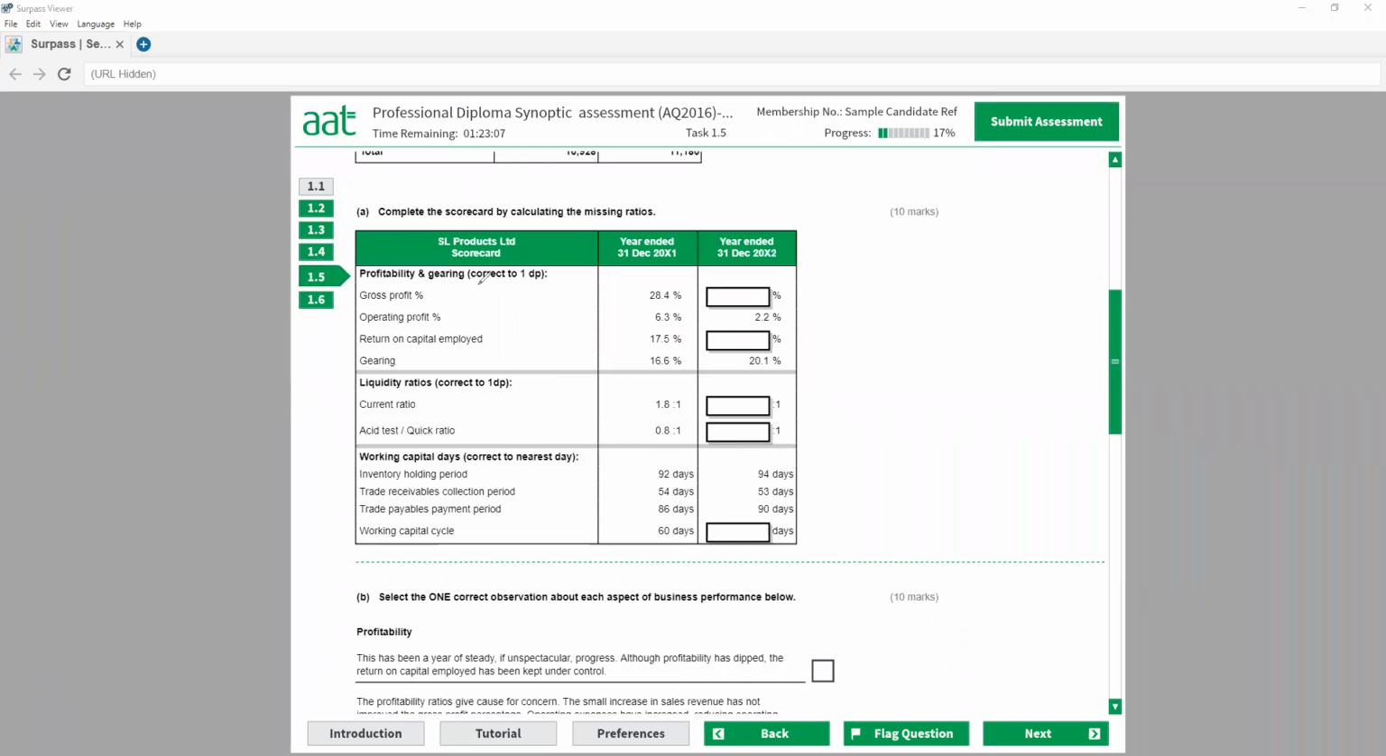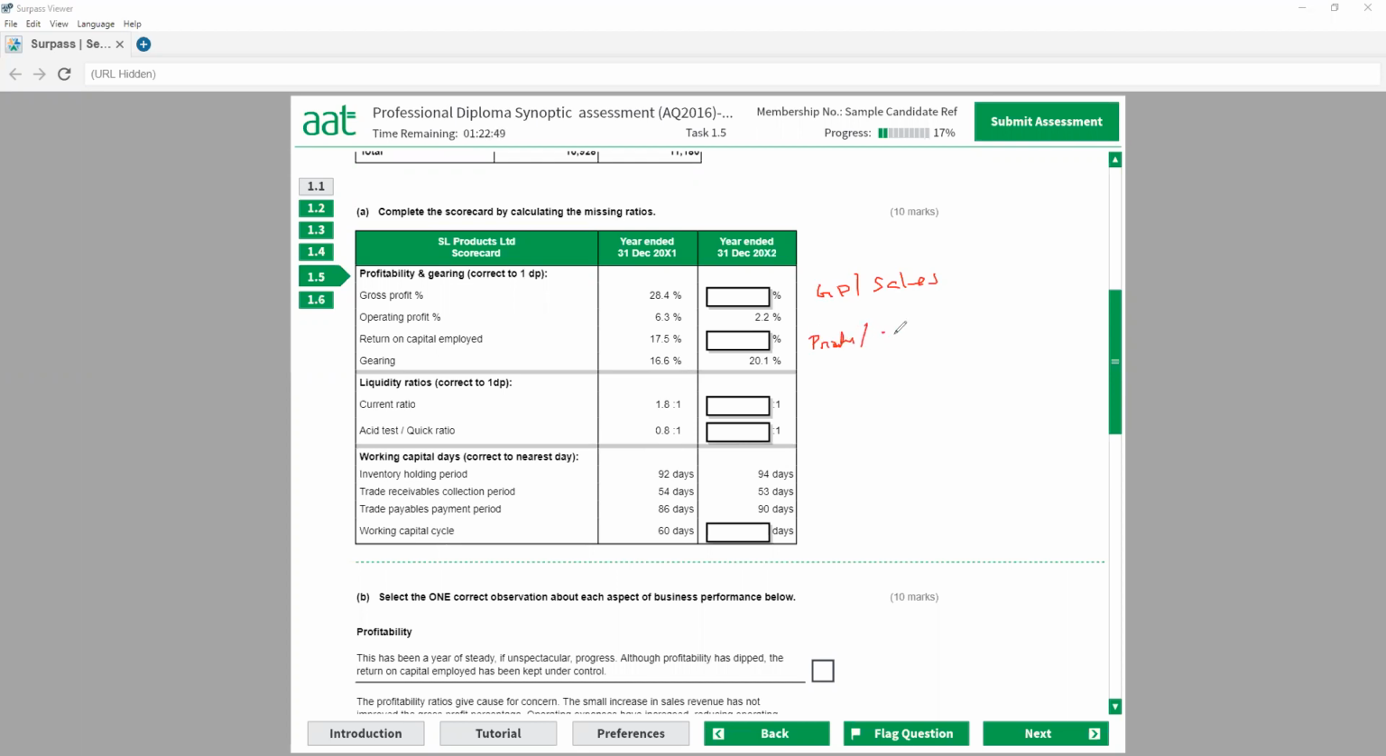So gross profit means gross profit divided by sales. Then we have the return on capital employed. That means we take the profit from the operation.